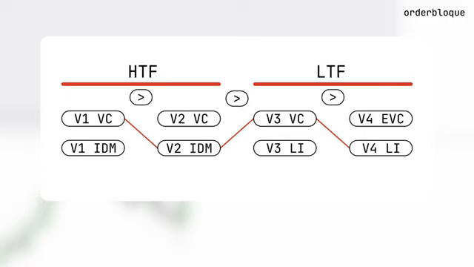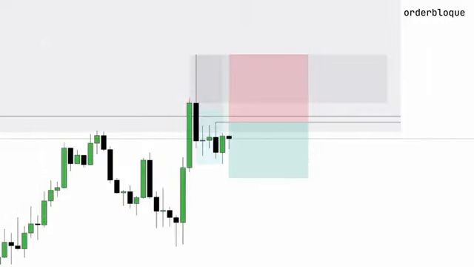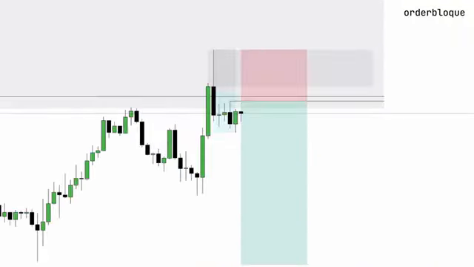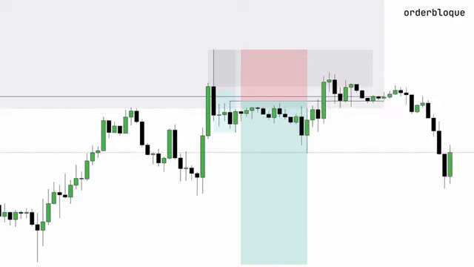Variable 1, volume confirmation greater than variable 2, inducement greater than variable 3, volume confirmation greater than variable 4, liquidity injection. We set the stop loss behind the fractal maximum and the take profit at the nearest daily trouble area, which is the fractal minimum. The price takes our order quite impulsively, but ultimately it starts moving in our direction.